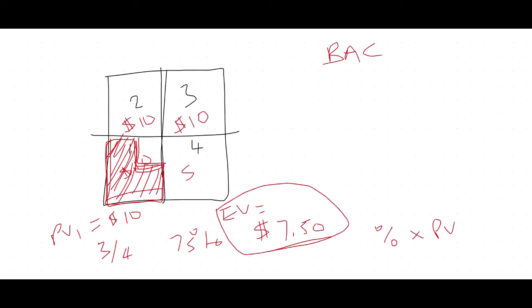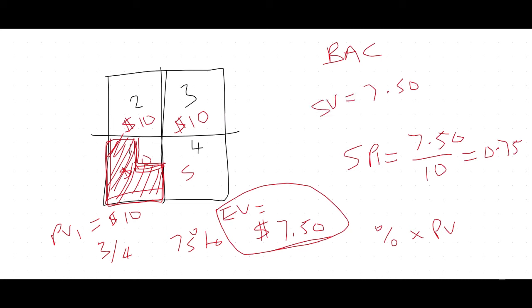From here, you can calculate your SPI. SPI is 7.50 divided by 10, and that's 0.75. That's how you would calculate the SPI. As far as the SV, schedule variance is earned value minus planned value, and that will be a negative $2.50. Bear in mind, there's a dollar sign for variance, while the index is just a number. Okay, keep that in mind. And there you have it. Now you just did a problem on schedule variance.